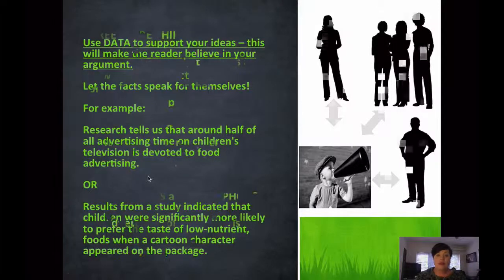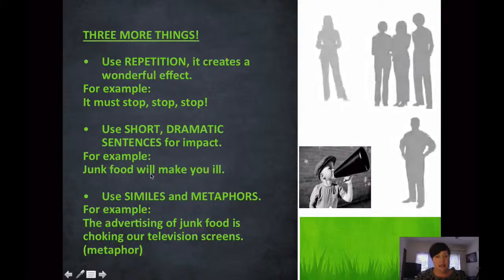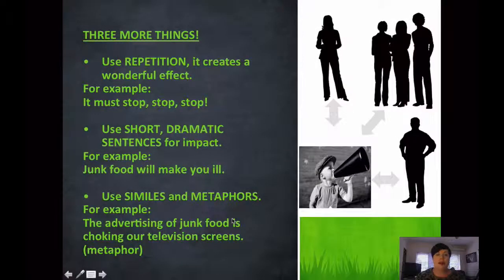Now, there are three final elements that are really important, and you want to use these in your piece of writing. Repetition is very effective. It creates a wonderful effect. For example, it must stop, stop, stop. So just repeating words, and that then leads you to short, dramatic sentences that will make impact as well. Junk food will make you ill. So short, sharp sentences are often effective.